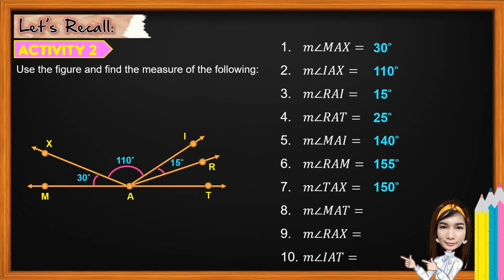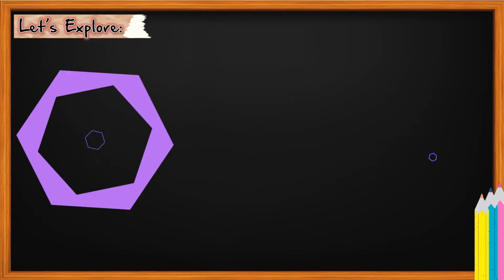For number 8, the measure of angle MAT is 180 degrees. For number 9, the measure of angle RAX is 125 degrees. And for the last, number 10, the measure of angle IAT is 40 degrees.